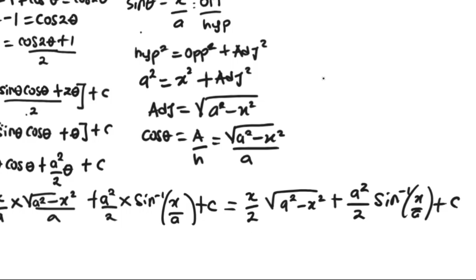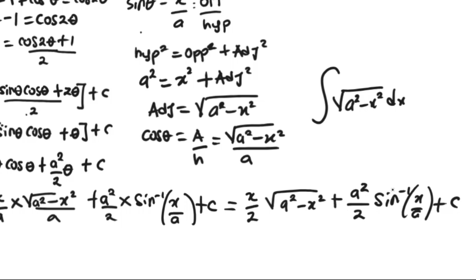So it means when you integrate the square root of a square minus x square with respect to x, you're going to get x over 2 root a square minus x square plus a square over 2 arc sine x over a plus arbitrary constant c.